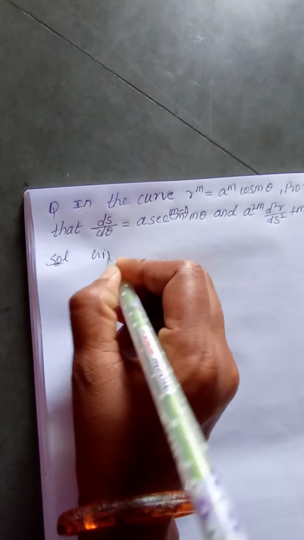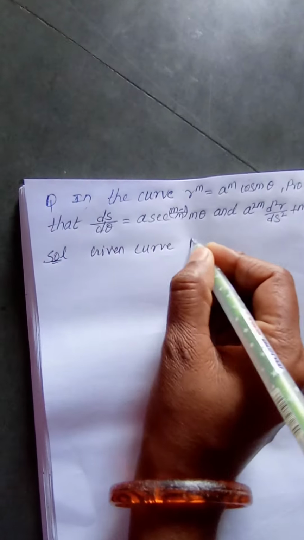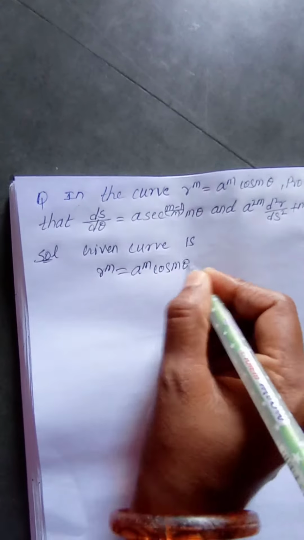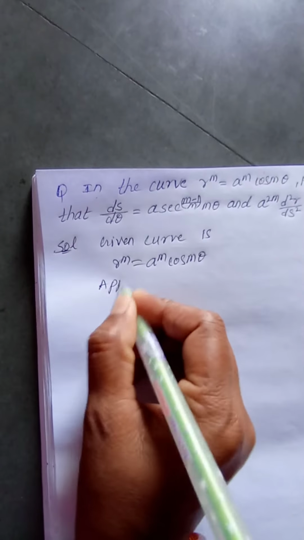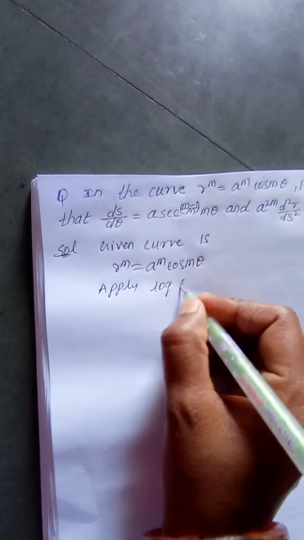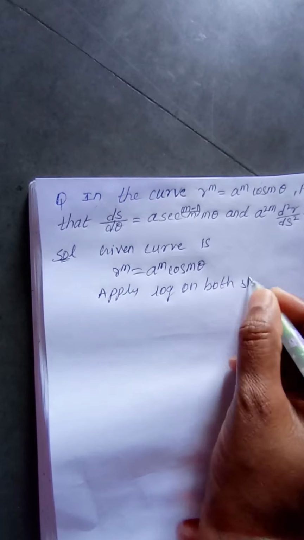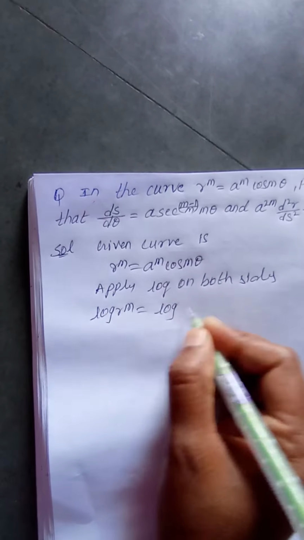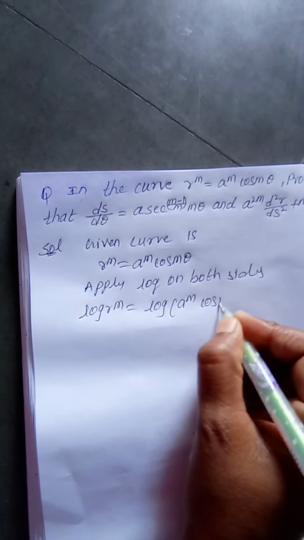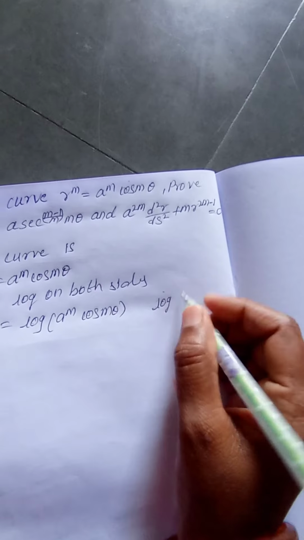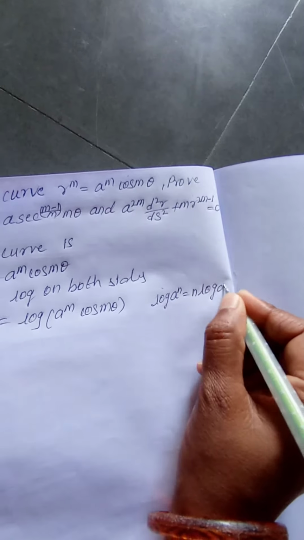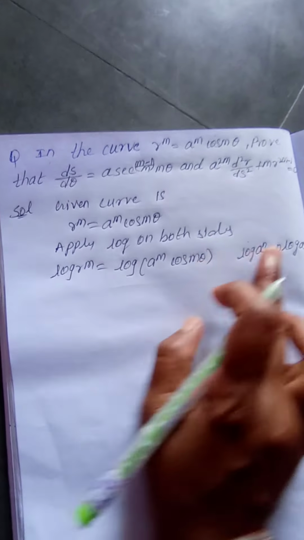So given curve is r to the power of m equals a to the power of m cos m theta. Apply log on both sides. Log r to the power of m equals log of a to the power of m cos m theta. So here we know the formula, log a to the power of n equals n log a. So here apply this formula where n equals m.